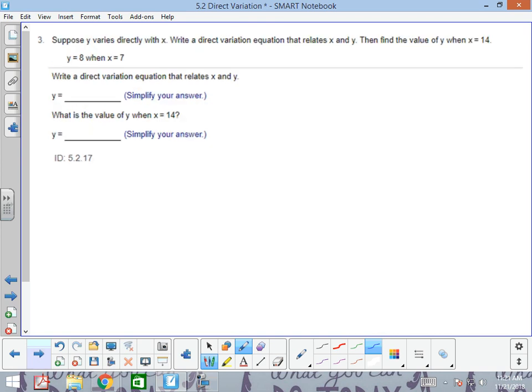Number 3. Suppose that y varies directly with x. That means y over x. Write a direct variation equation that relates x and y. Then find the value of y when x equals 14. We have y equals 8 and x equals 7. So start with y over x equals 8 over 7.